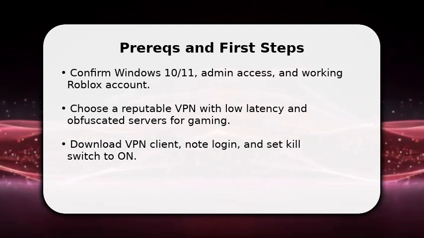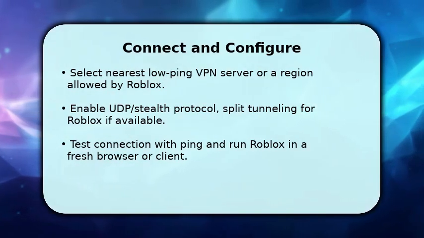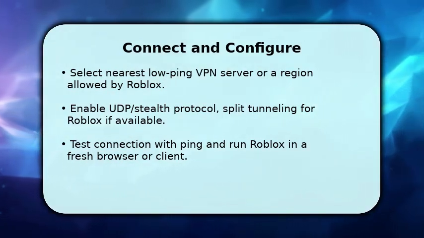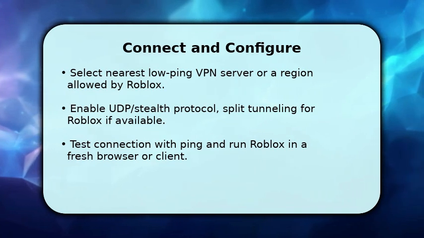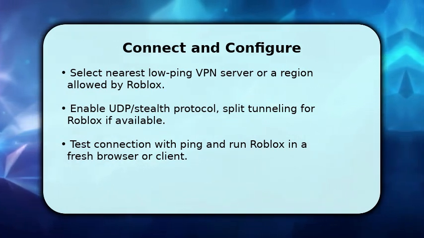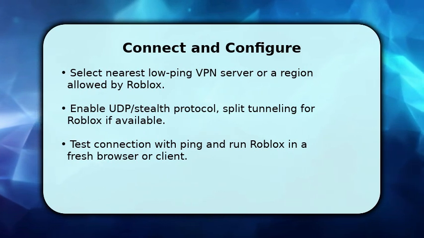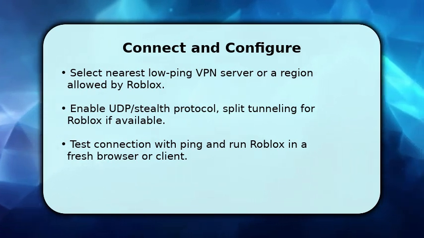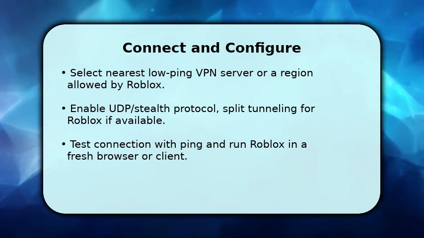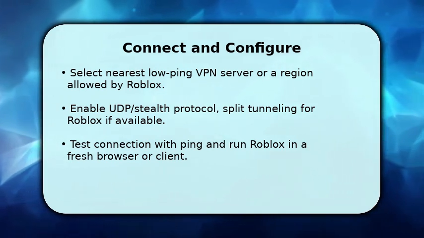You now connect and configure for performance. Choose a nearby server or a region Roblox accepts. Closer servers cut latency. Switch the VPN protocol to UDP or a stealth mode for better speed and fewer blocks. If your VPN offers split tunneling, add Roblox to the tunnel to force game traffic through the VPN only.